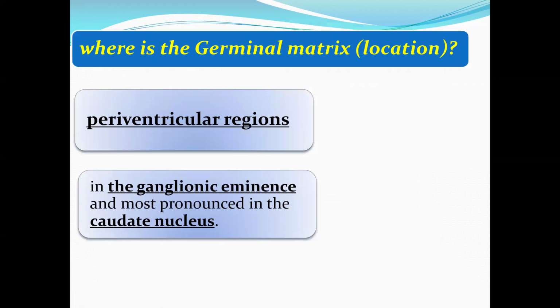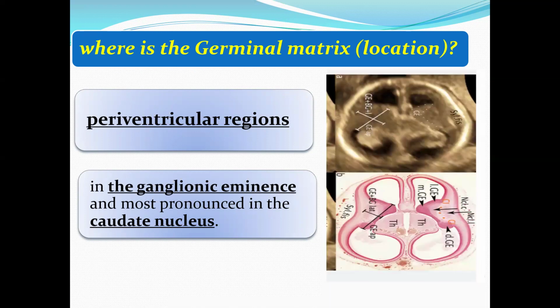Where is it located? It is located within the periventricular region and in the ganglionic eminence, and most pronounced in the caudate nucleus. This is the ganglionic eminence, and this is the caudate nucleus.